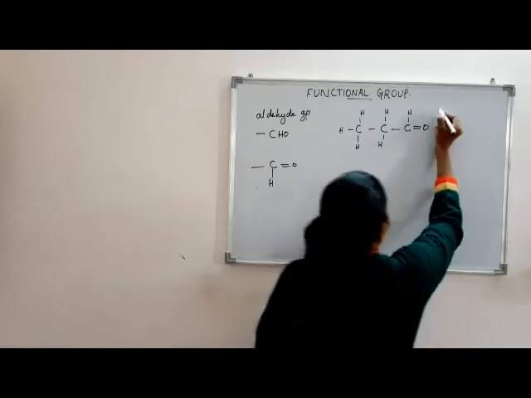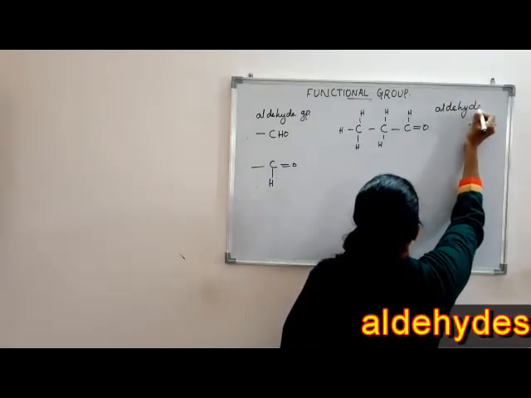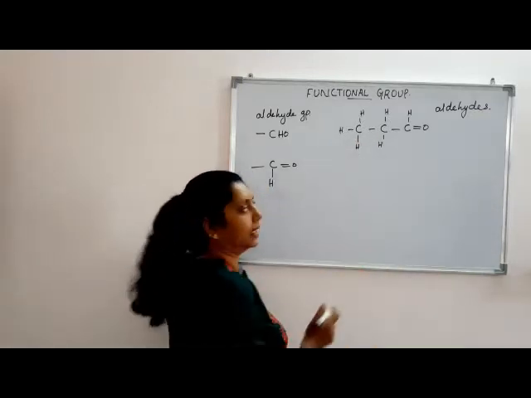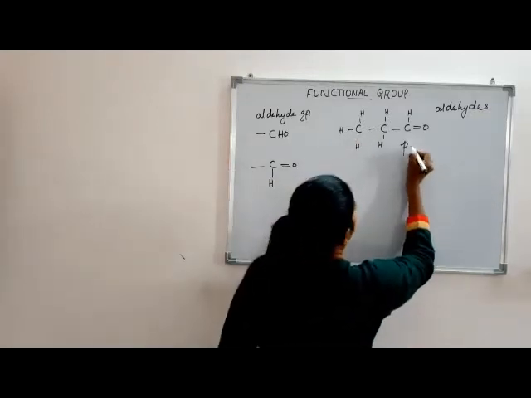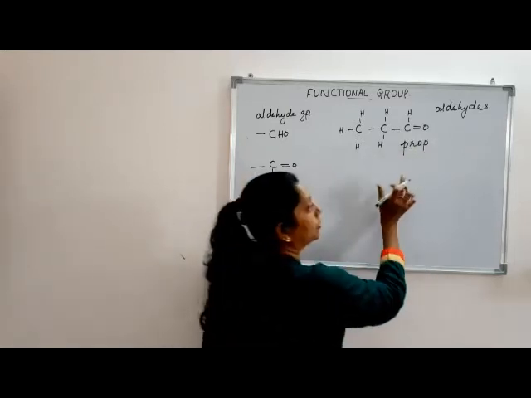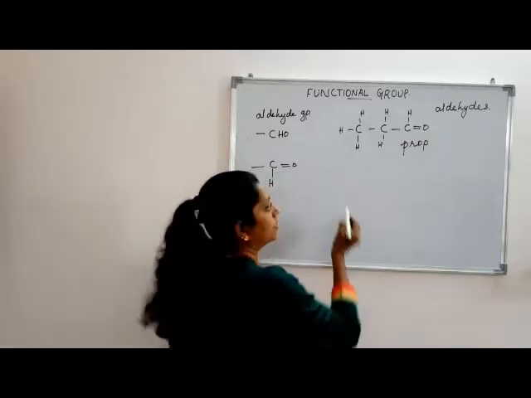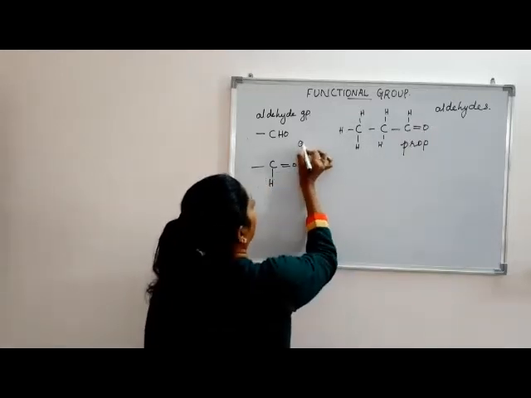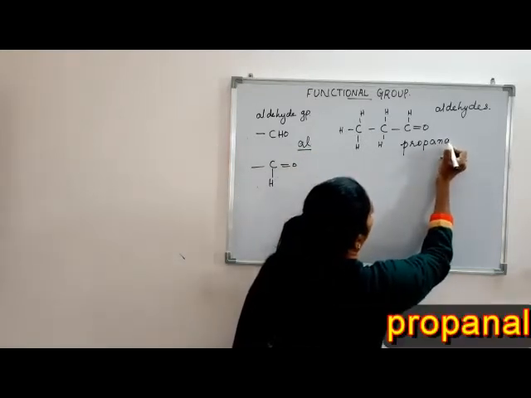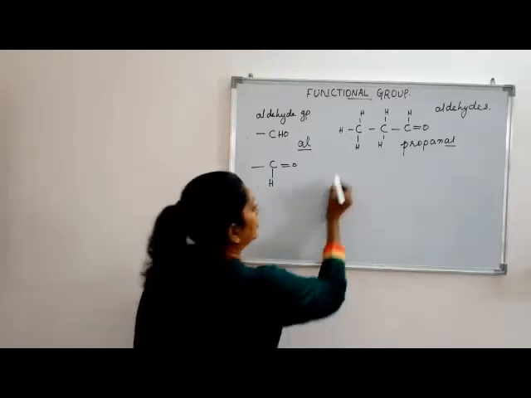Hence these compounds are called aldehydes. And we can name it as 1, 2 and 3 carbon atoms are here. Hence with 3 carbon atoms, the alkane is called propane. But here the aldehyde CHO is present, so we are using the suffix al. So it is propanal. Propanal. We are using the suffix al.